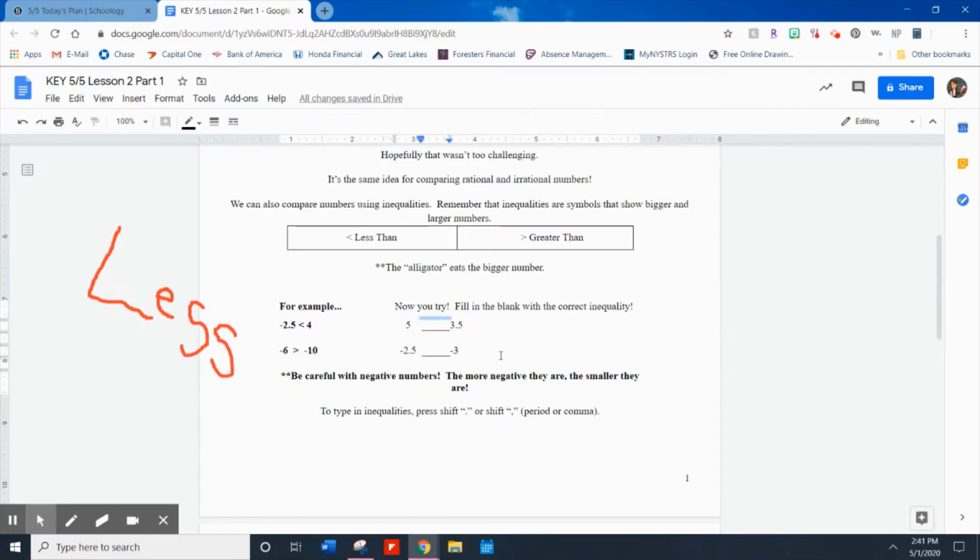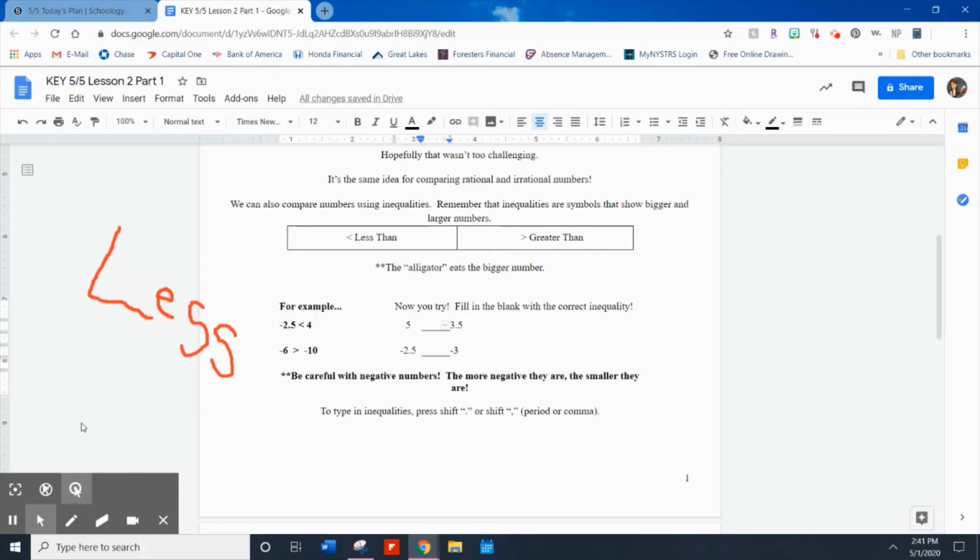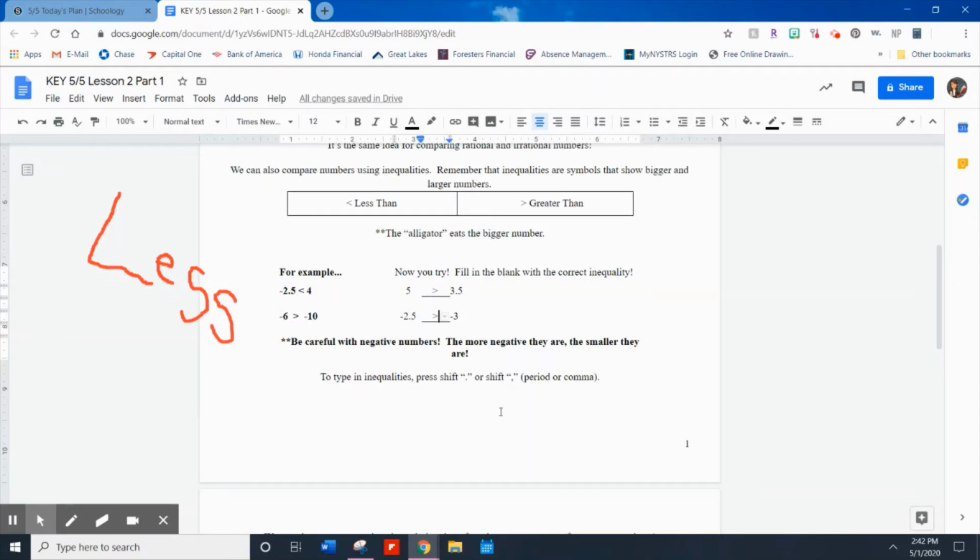So now it says, now you try, fill in the blanks with the correct inequality. So pause the video and write the correct inequality in each blank. To write these inequalities using a keyboard, you're going to press Shift and then the period button or Shift and comma, depending on which inequality you're going to use. So pause the video and fill in those next 2 examples. Okay, you can check your work with my work. These both are going to be greater than. As I mentioned again, be careful with negative numbers. The more negative they are, the smaller they are.